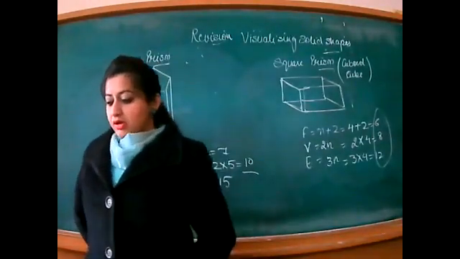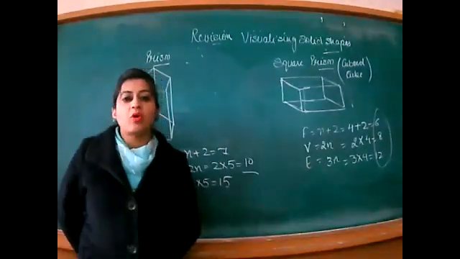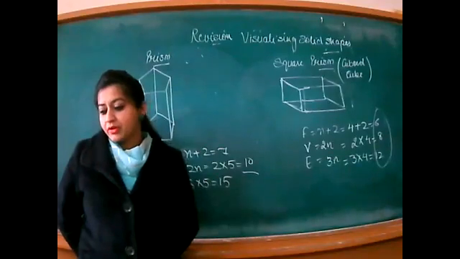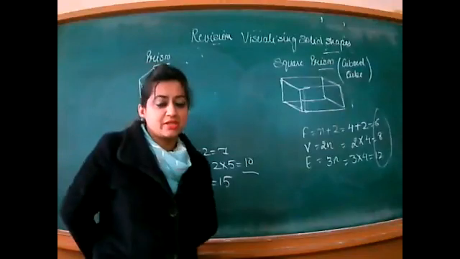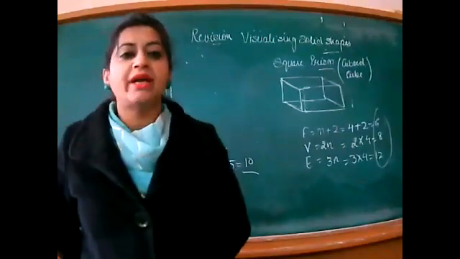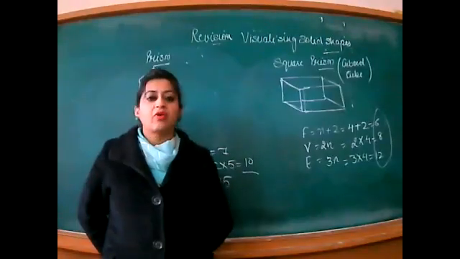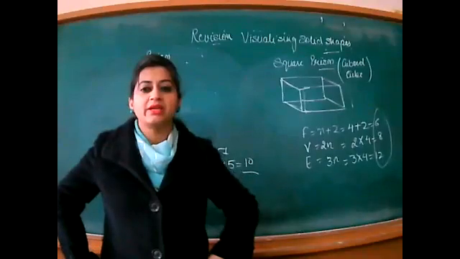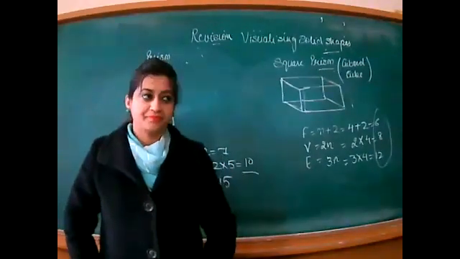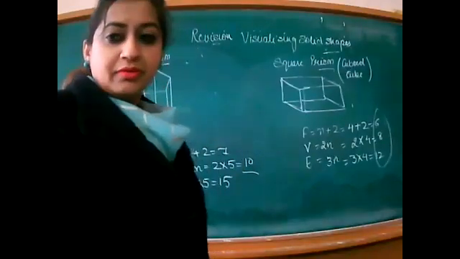Find the vertices of the polyhedron having 5 faces and 9 edges. Hurry up.